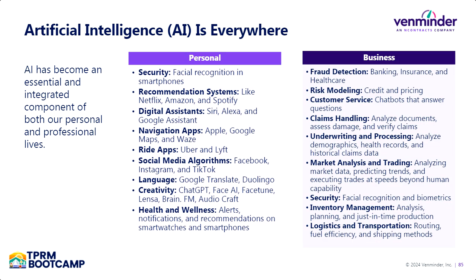So putting that in context, AI is already really prevalent in both our personal and business lives. If you're using a smartphone, a digital assistant like Siri or Alexa, even your Google Maps, the background algorithms of your social media, things like ChatGPT, and even the alerts on your smartwatch for your health and wellness. In business, we're seeing it a lot in banking for fraud detection, risk modeling.